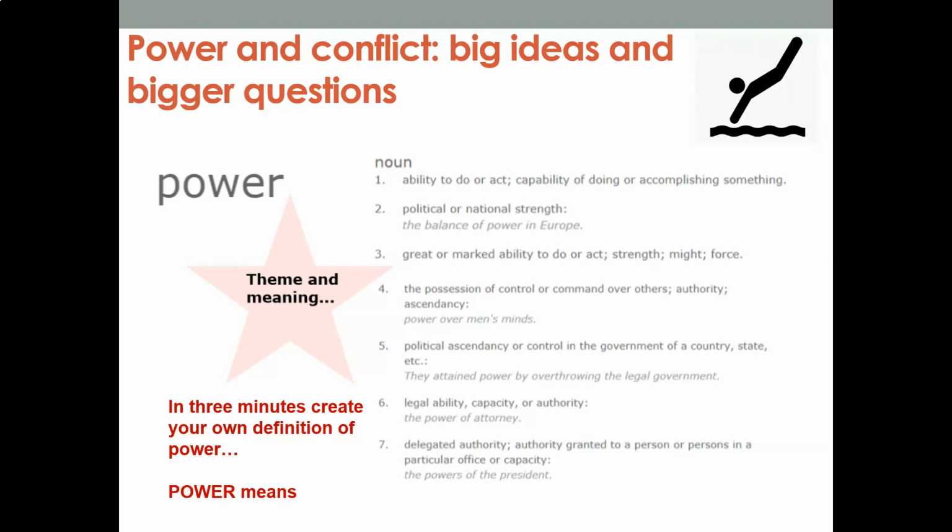Okay, power can also mean political ascendancy, which means to rise up or control in the government of a state. Power can mean the legal ability, capacity, or authority. Power can be the delegated authority, that somebody empowers you for a moment. They delegate authority to you. You're granted authority in order to do something. So, for example, the police are powerful because the authority has been given to them. Okay? A prime minister, in theory, is powerful because the voters give him power and authority.